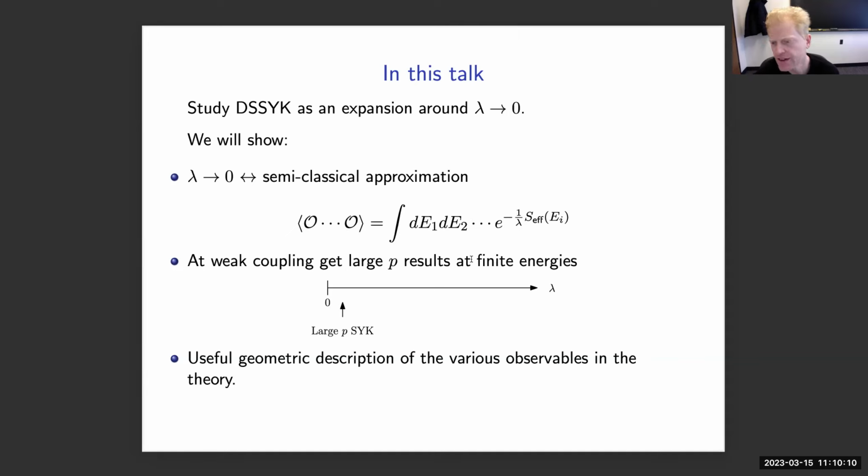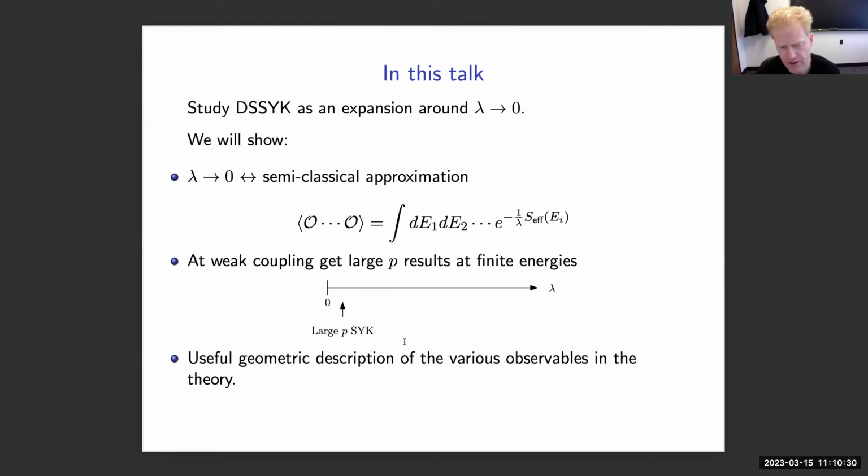And then we'll see that the leading order, the classical result, is indeed the large P SYK. So we can think about this parameter lambda. You can have any lambda for double-scaled SYK. When lambda goes to 0, you get large P SYK, and then you can consider also higher orders and see what happens.